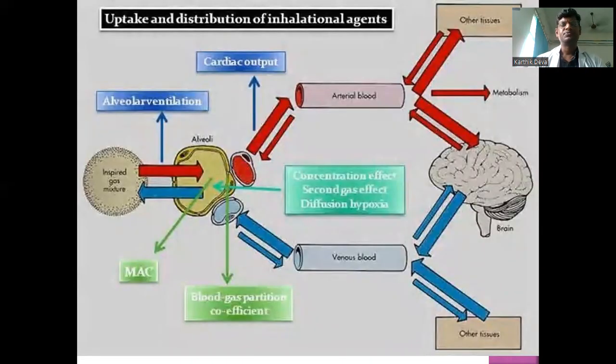This picture shows the whole transportation of the inhalation agents from the inspired gas mixture to the blood and to the tissues, like brain and various other tissues, and return from the tissues through the venous blood to the alveoli and exhalation. So inspired gas goes to the alveoli and thereby to the arterial blood and thereby it goes to the brain and various tissues.